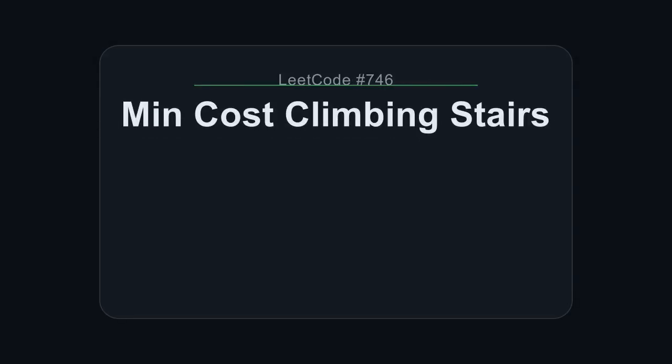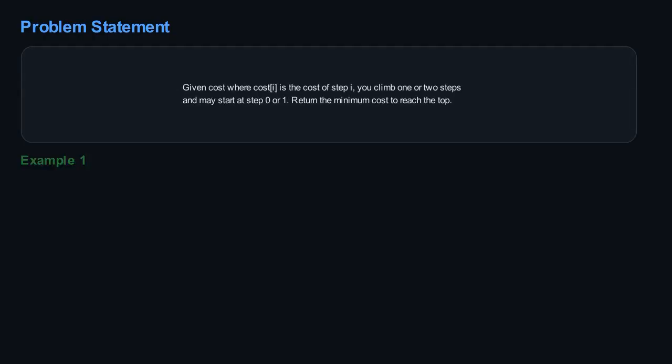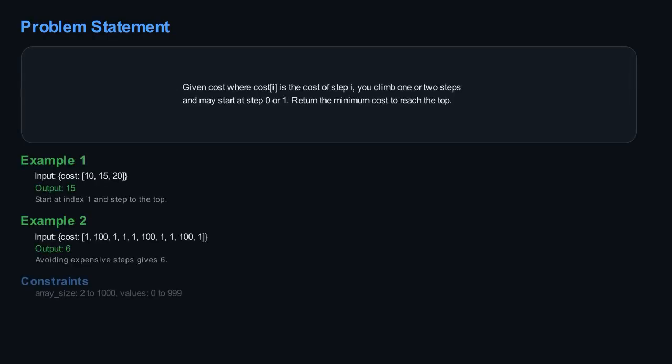Imagine you're climbing a staircase, and each step has a cost associated with it. Your goal is to reach the top of the staircase while minimizing the total cost. Take a moment to think about how you would approach this problem. What would you do? The min-cost climbing stairs problem is a classic problem on LeetCode.